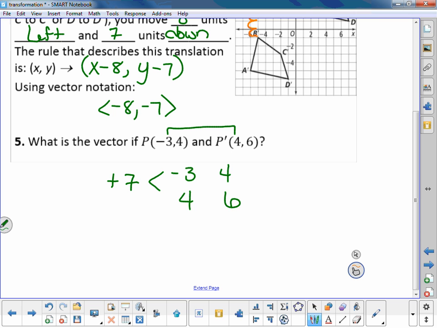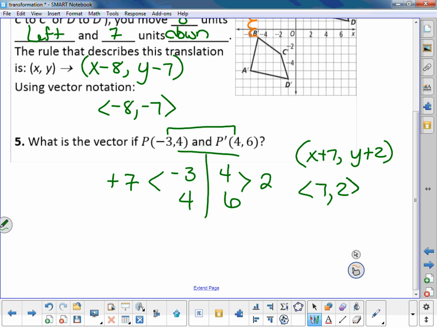Go to the right 7. Add 7. To go from 2 to 4 to 6, I need to add 2. So my vector notation would be x plus 7, y plus 2. Or you can say 7 comma 2. Okay?